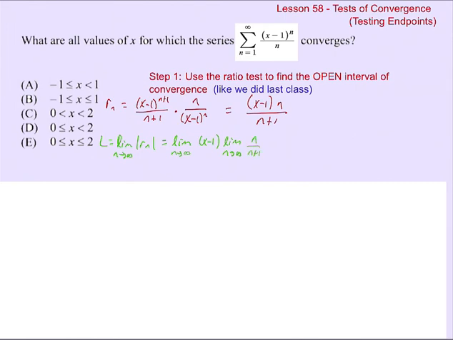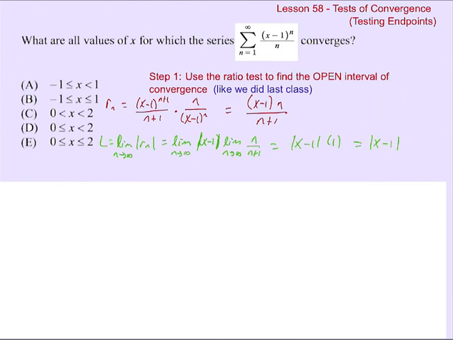The reason we separate them out is because the first part, x minus 1, which by the way I should put in absolute value, doesn't have an n in it. So the limit of x minus 1 as n approaches infinity is just x minus 1. And then the limit as n approaches infinity of n over n plus 1 would be the horizontal asymptote of n over n plus 1, which is just 1. So this whole limit is just equal to the absolute value of x minus 1.